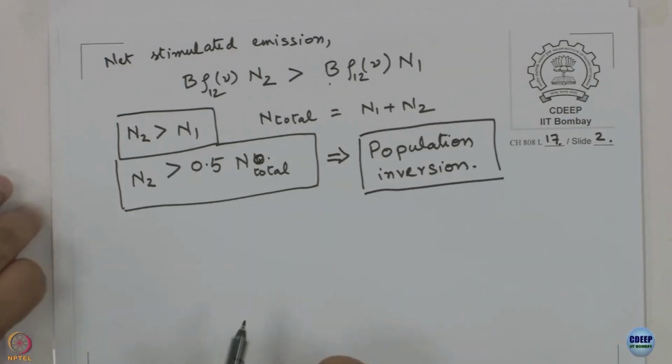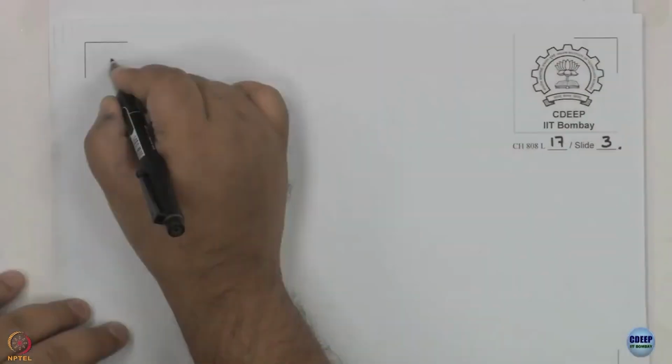So, now the question is, is it possible to get population inversion in a two level system? That is what we will prove. I think most of us know the answer, that it is not possible, but we will go ahead and prove it. Now, what I will do is I will write the rate equation.